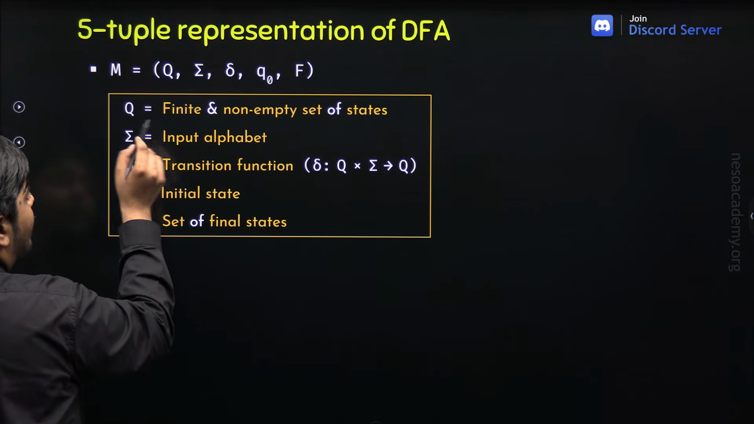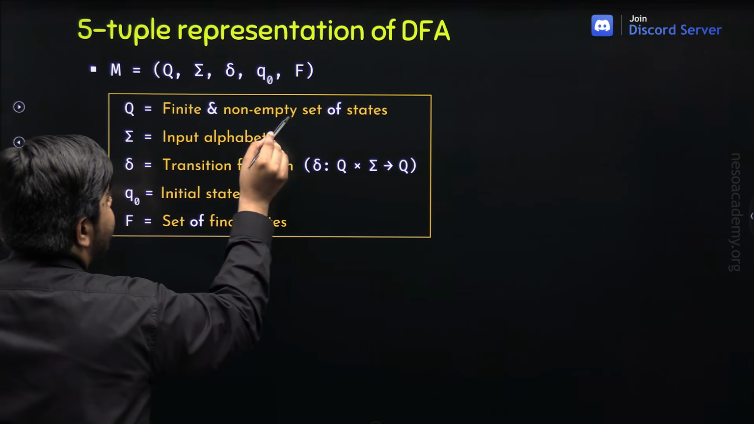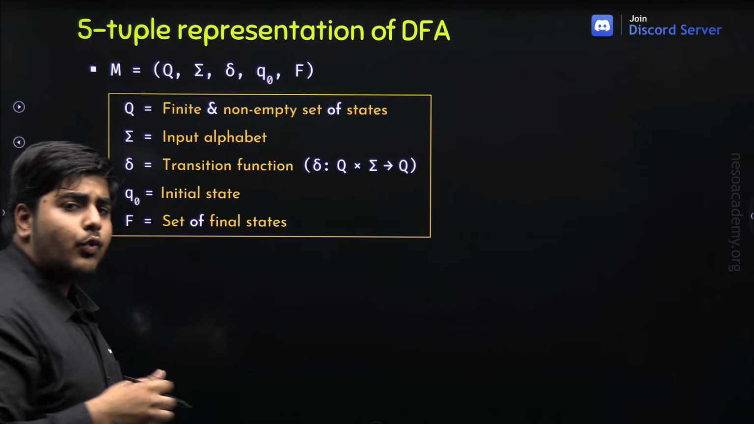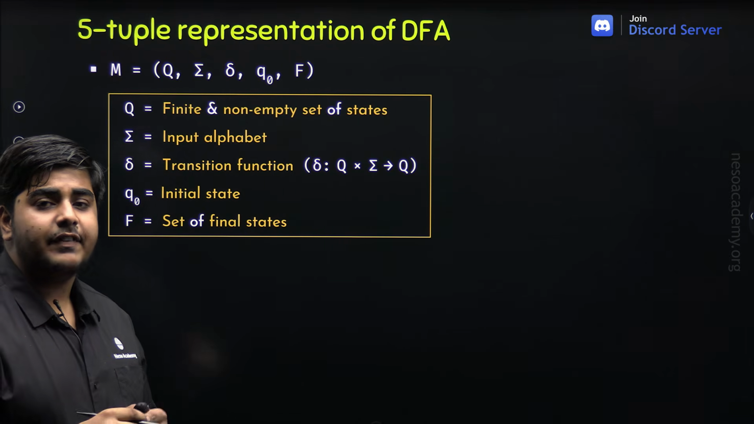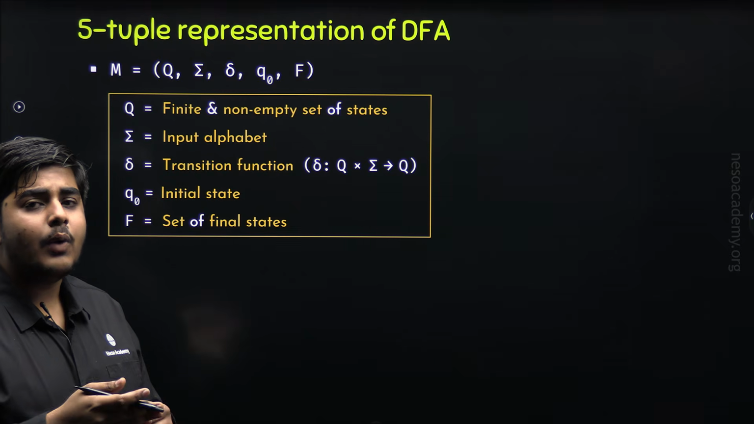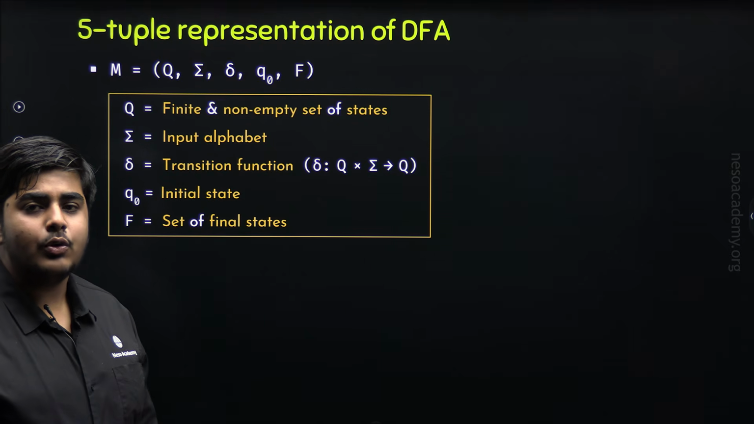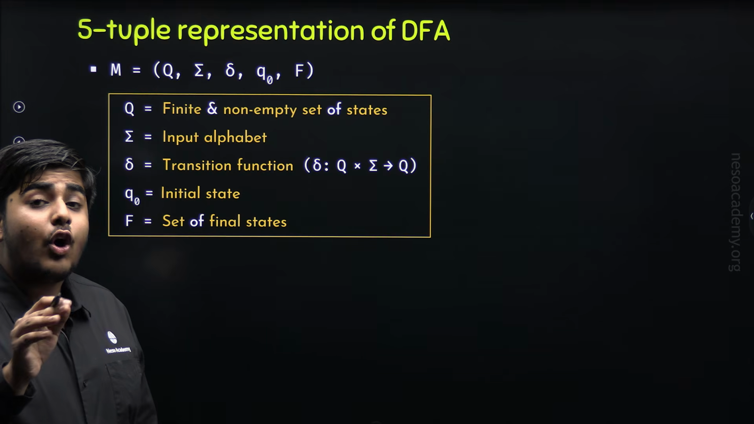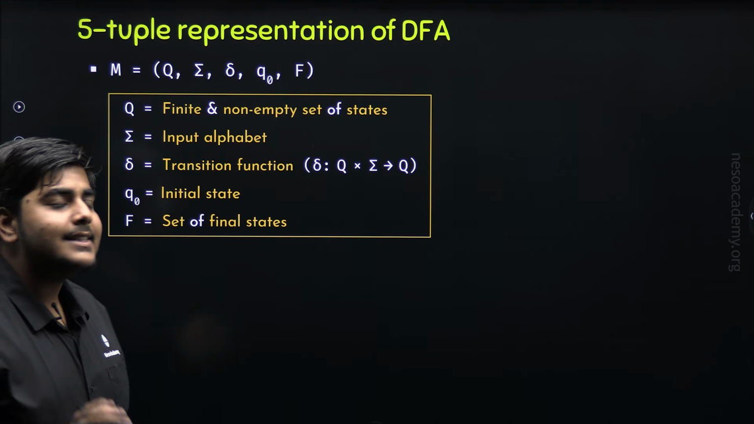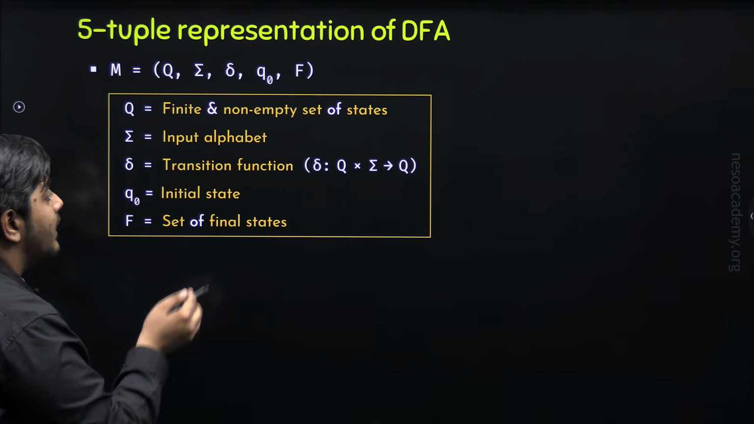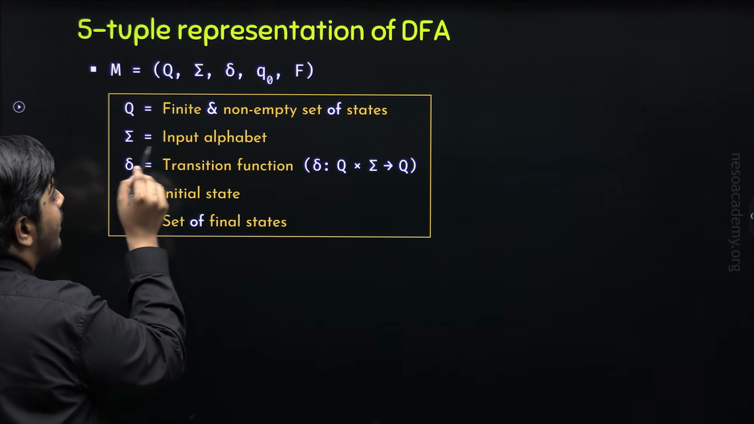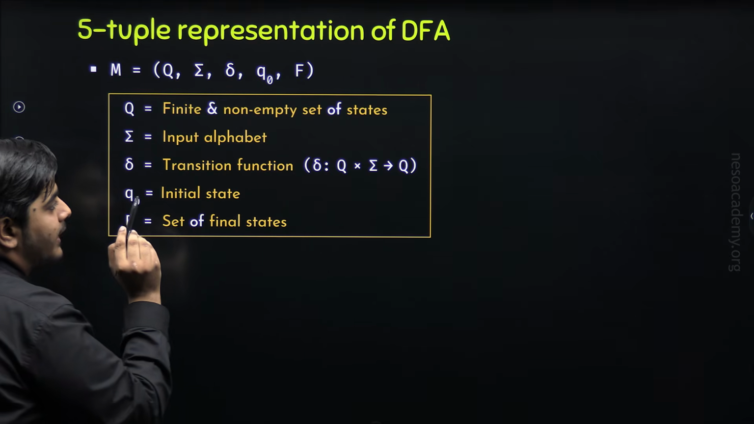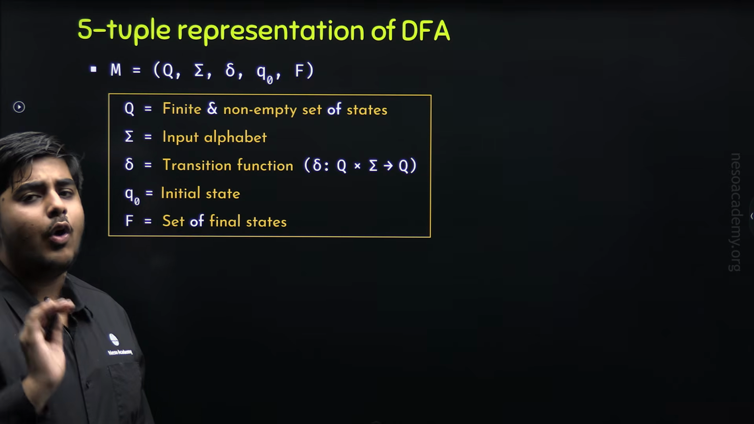The uppercase Q is the finite and non-empty set of states. So whatever the states you have in the DFA, that are Q0, Q1, Q2, Q3 and so on, if I create a set of all those states, that set is called Q. Second is sigma, which is called the input alphabet. Input alphabet you already know.